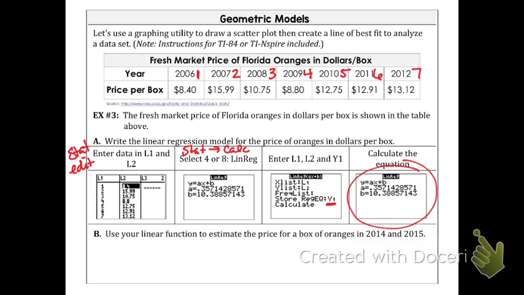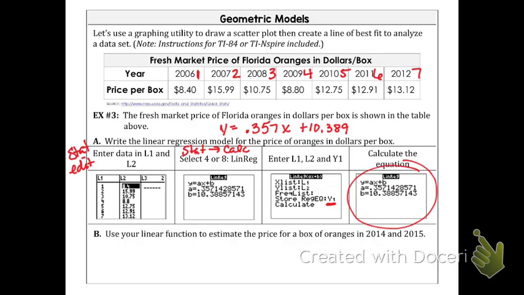Part A said to write the equation. So I'm going to write it right above it here. It's going to be y equals 0.357x plus 10.389.